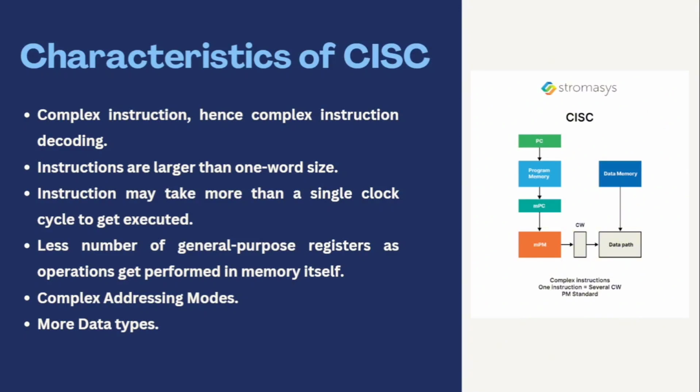Number 1. Complex instruction, hence complex instruction decoding. Number 2. Instructions are larger than one word size. Number 3. An instruction may take more than a single clock cycle to get executed. Number 4. Fewer general purpose registers, as operations get performed in memory itself. Number 5. Complex addressing modes. Number 6. More data types.